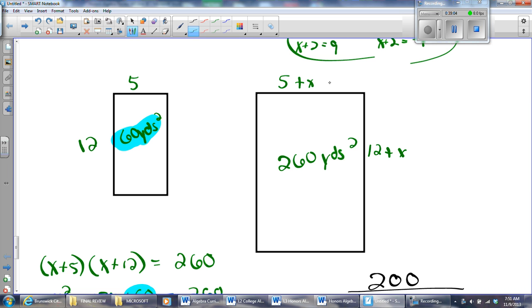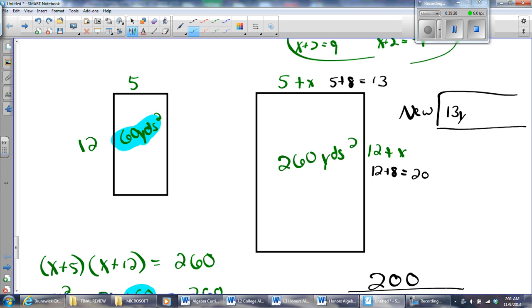So x must be 8. So 5 plus 8 is 13. And 12 plus 8 is 20. And so therefore the new dimensions, the new garden, is 13 yards by 20 yards.